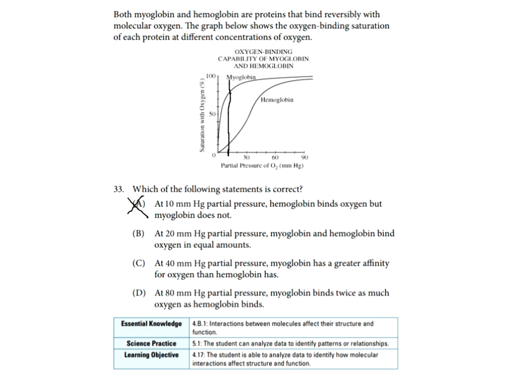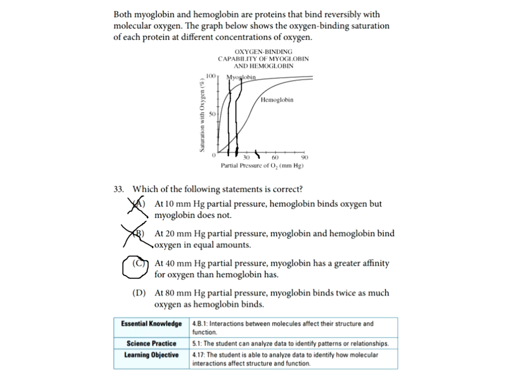Myoglobin does have oxygen. So B, at 20 millimeters of mercury pressure, so that's here, myoglobin and hemoglobin bind in equal amounts. So this is the hemoglobin intersection and this is the myoglobin. Does that equal amounts of oxygen? No, it's not. And you are correct. You've already put down that C is the correct answer, and that is correct.